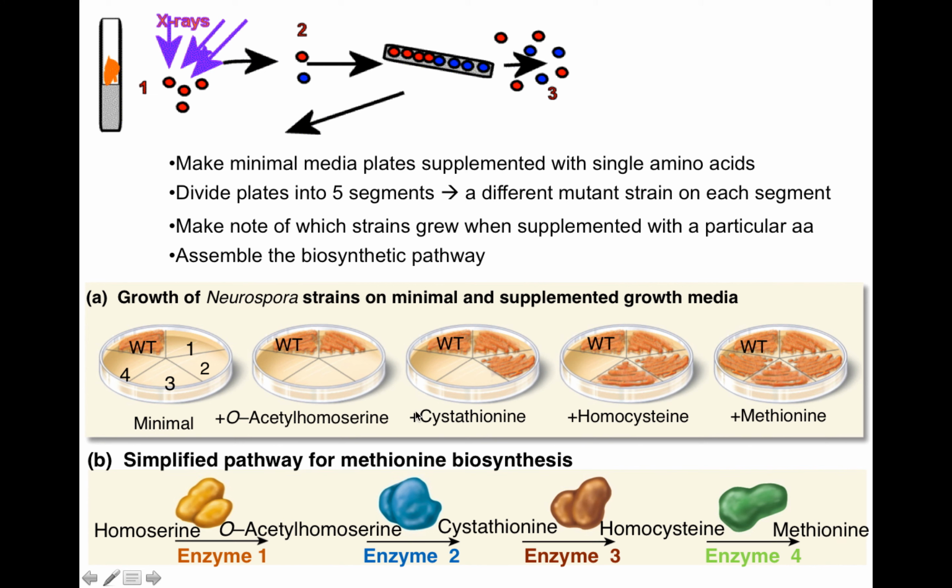Okay, what about adding cystathionine? Well, if you add cystathionine, then strain number 2 was also okay, whereas when you only added the acetylhomoserine, it couldn't grow. Also, the strain number 1 grew because its defect was in enzyme number 1. Okay, finally, of course, if you add methionine, all of the strains grew because that's the final product and that's what all of these other enzymes are supposed to be making.